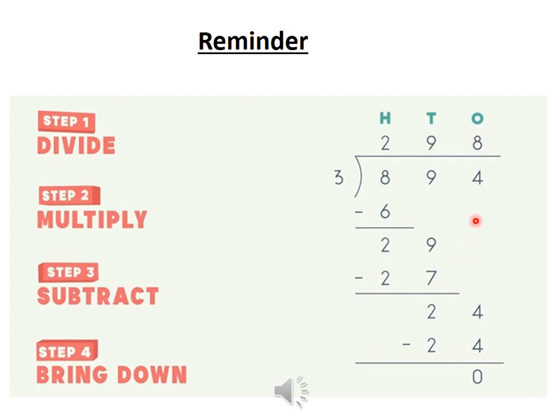You bring down the 4. So you have 24. You ask, 3 times how many equals 24? 3 times 8. You put the 8 above the 4. So 3 times 8 equals 24. Now you subtract: 24 minus 24 equals 0. So the remainder is 0.